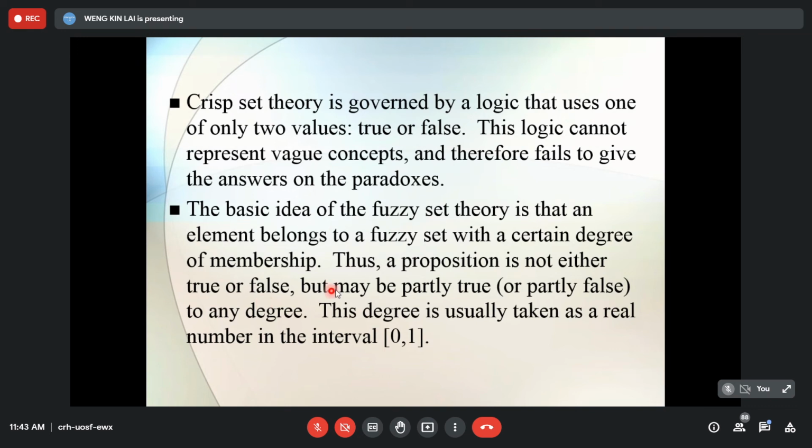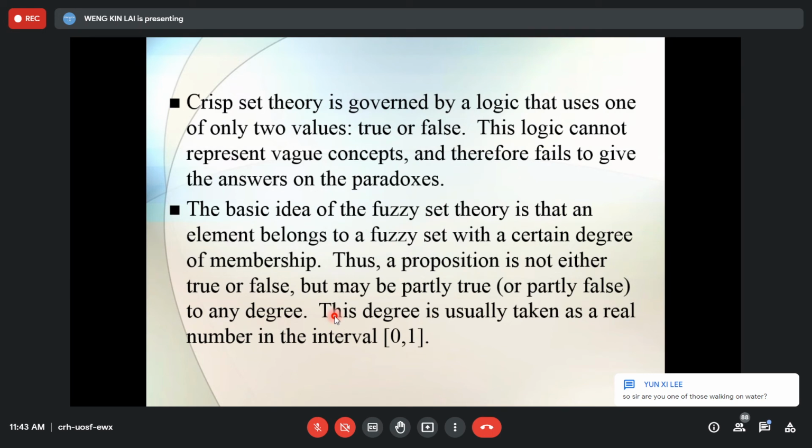So in this case, a proposition is not either true or false, because this is crisp. But for the fuzzy, it's no longer just true or false, but maybe partly true or partly false to any degree, as you see later on. So this degree is usually taken as a real number in the interval 0 and 1.